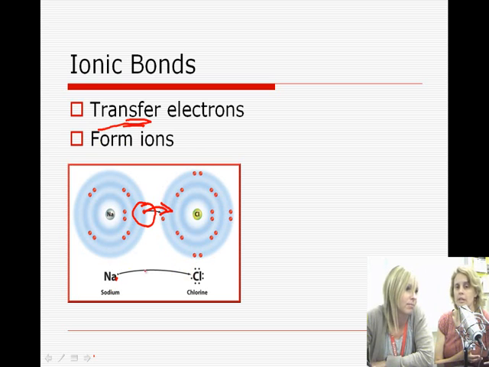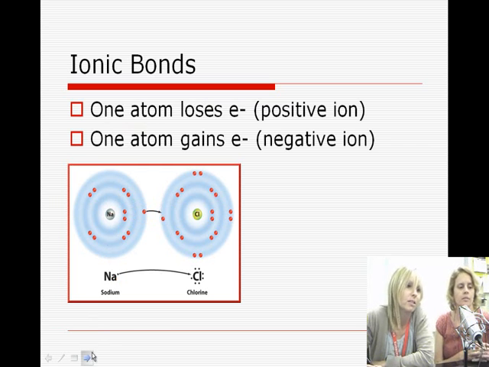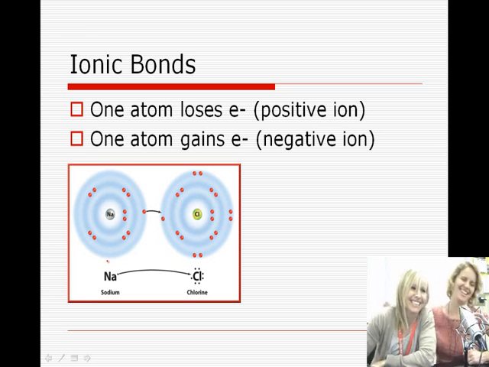Remember, chlorine only had 7 and sodium had 1, so both of them are unstable by themselves. They need to get the full valence electron set, which is the magic number 8. So chlorine's going to gain 1 from sodium. That brings it to magic number 8, and sodium then gets to drop back to its previous level, which of course was already full, with 8. Now, opposites attract, right?